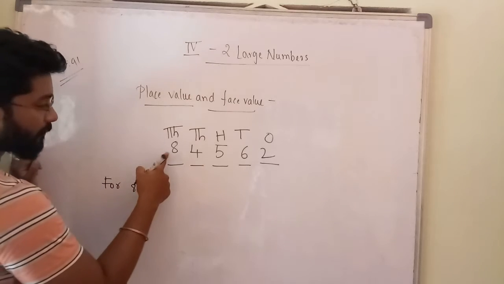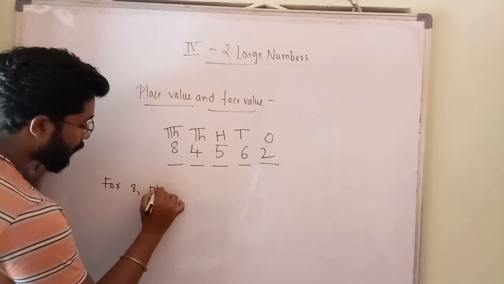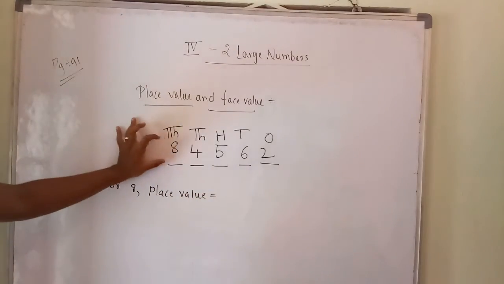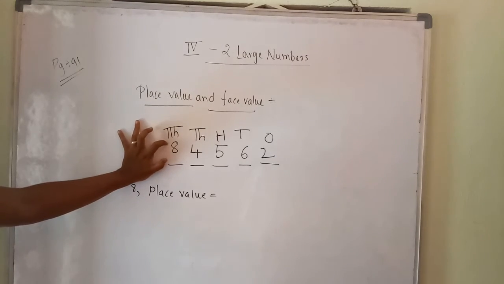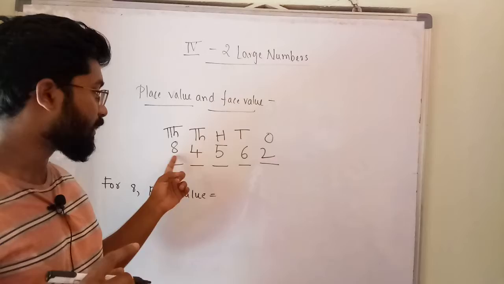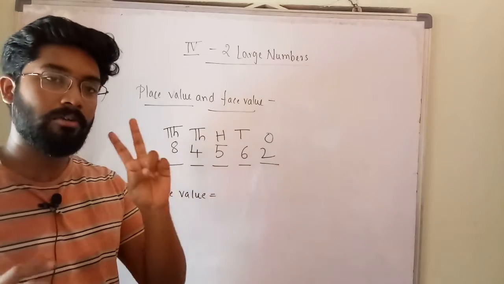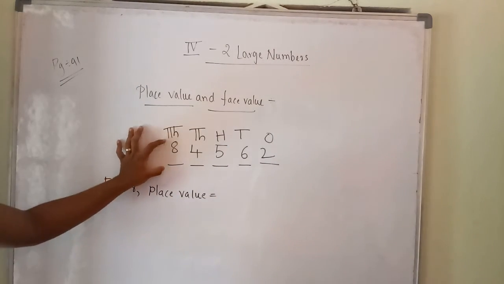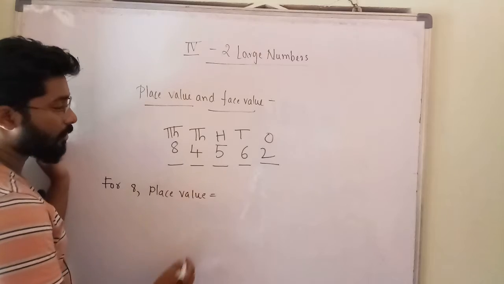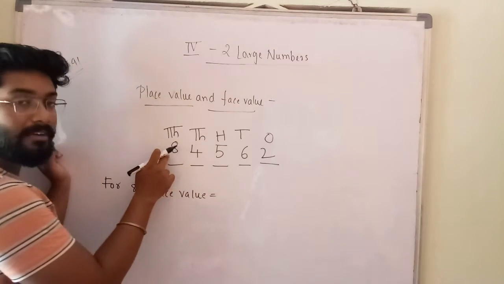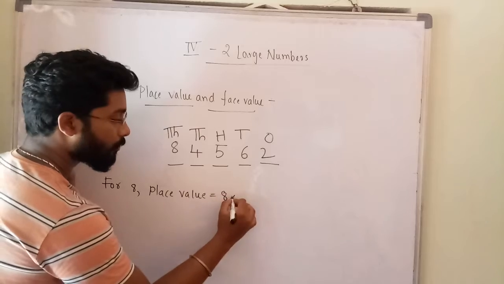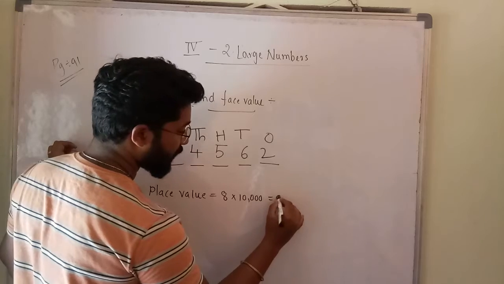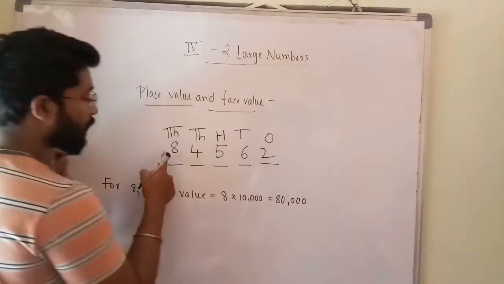So we are starting from here. For 8, the place value equals... for every digit you have to find two things. What is that? Place value and face value. So I am starting with 8. For 8, what is the place value? We are finding for 8, so that digit multiplied by the place it is in. It is in the ten thousands place, so that equals 80,000. 80,000 is the place value.